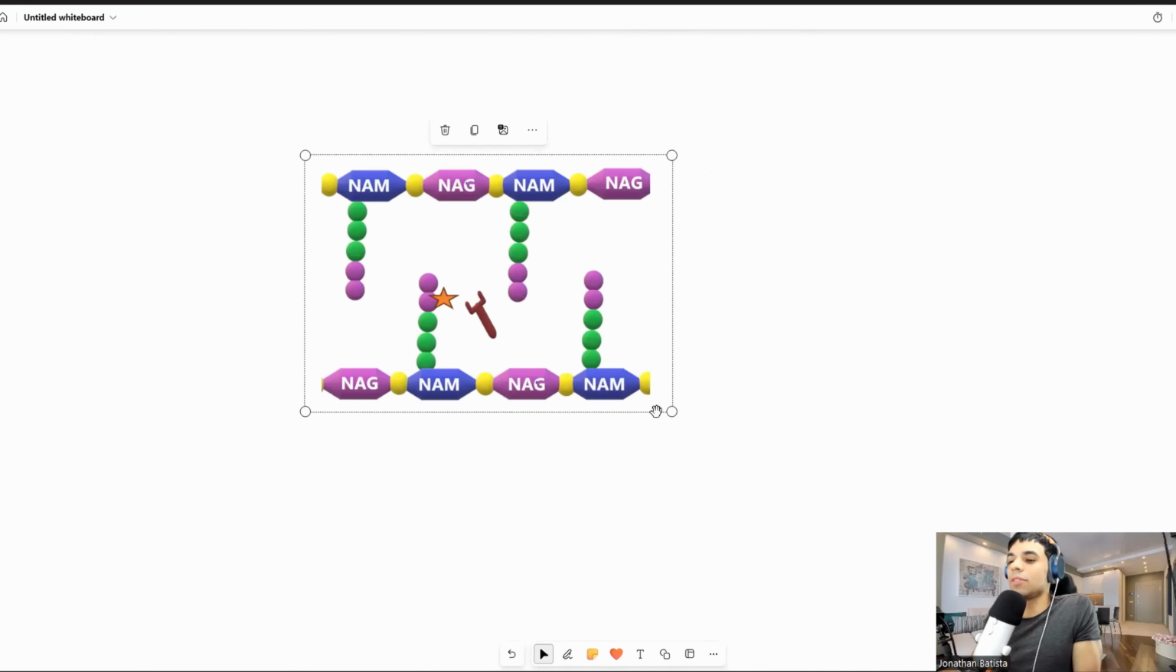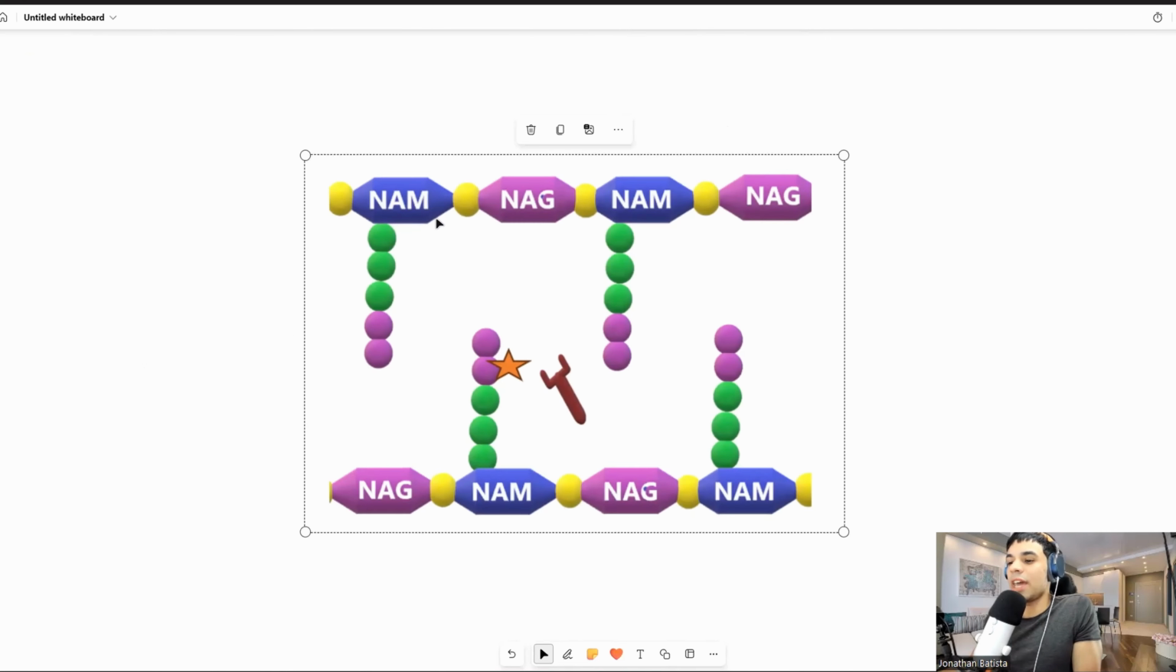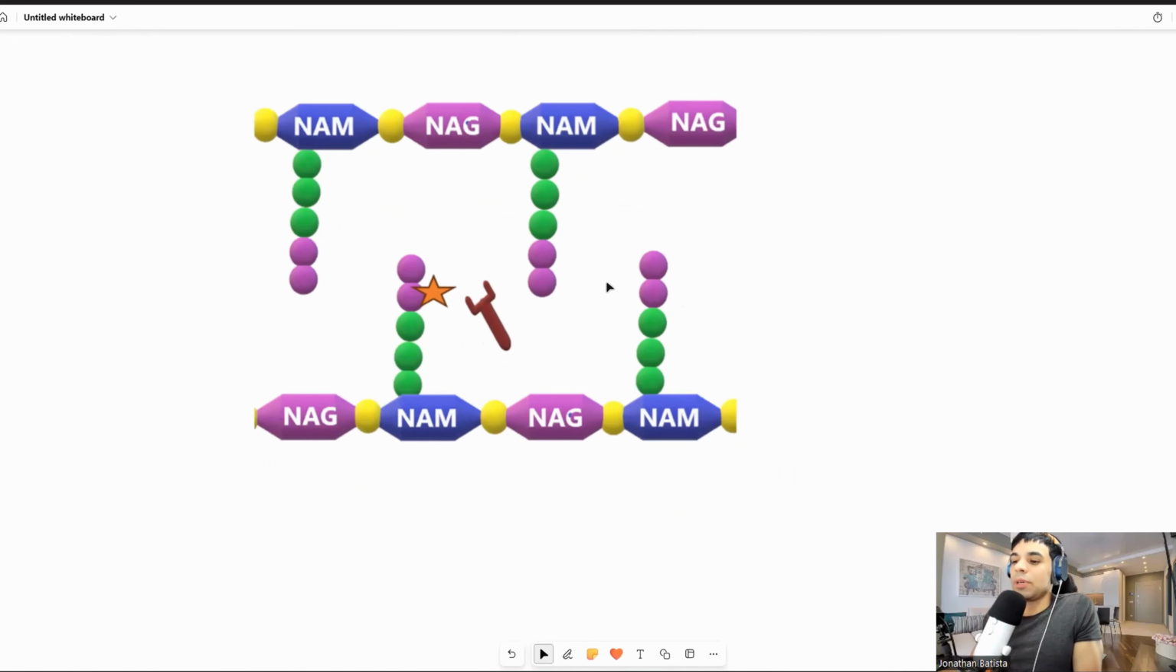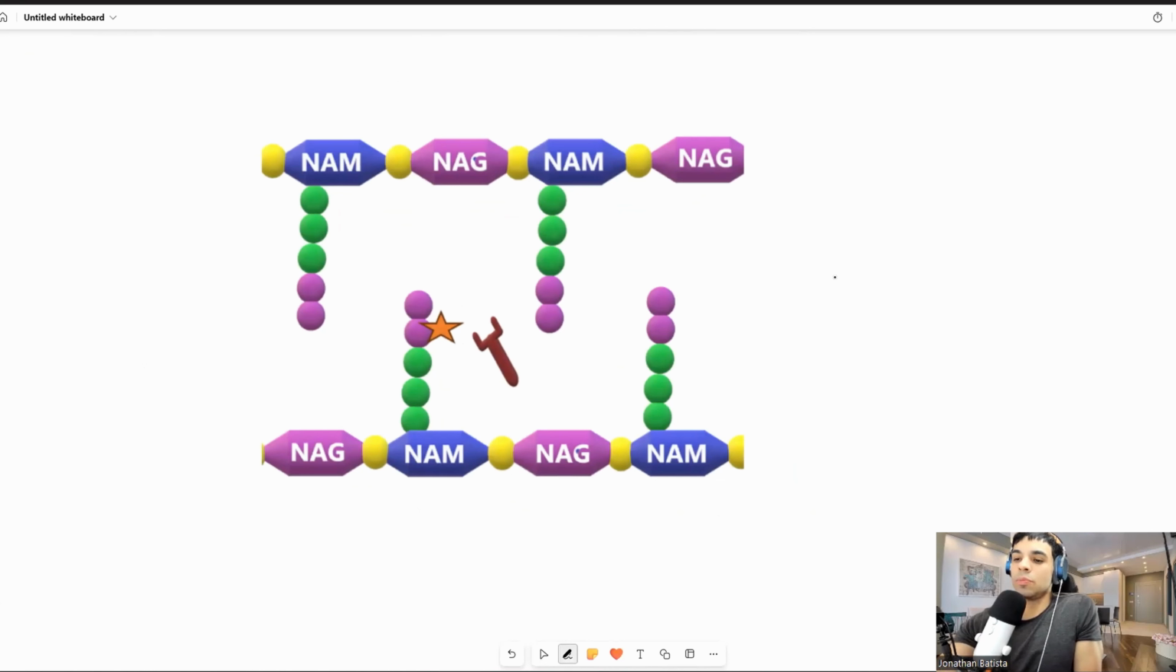So look, a cell wall. The cell wall is built up of components of NAM and NAG, N-acetylmuramic acid, with a NAG right next to it. Typically, these groups of NAMs and NAGs have to forge a union with other NAMs and NAGs. And that's called transglycosylation, when they're united.